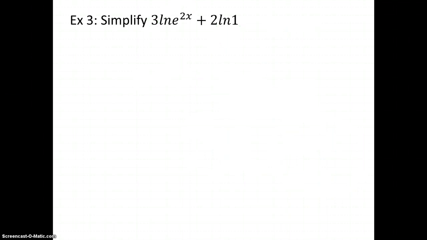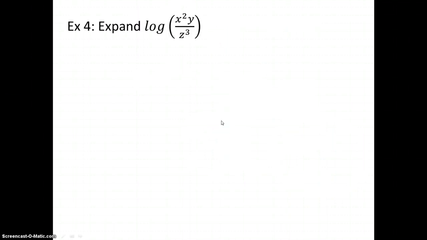All right, let's take a look at another example. Oh, now this one's a little bit different. This time we want to expand. So instead of condensing it into one logarithm, we're going to expand it into several logarithms. An easy thing to do here is just see what's on the bottom. If it's in the denominator, we're going to have a subtraction. If it's in the numerator, it's going to be an addition.